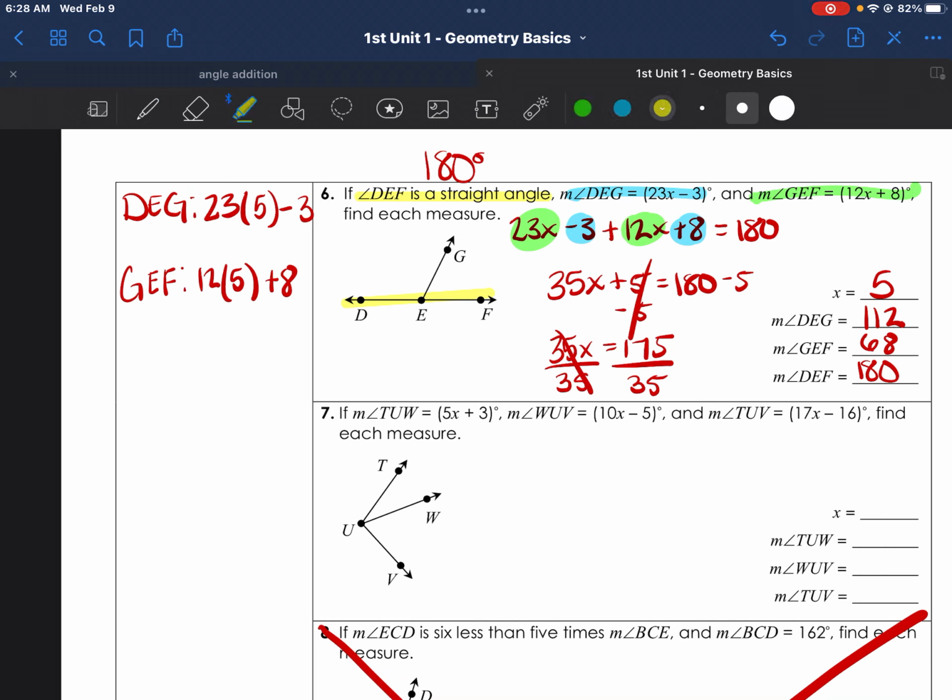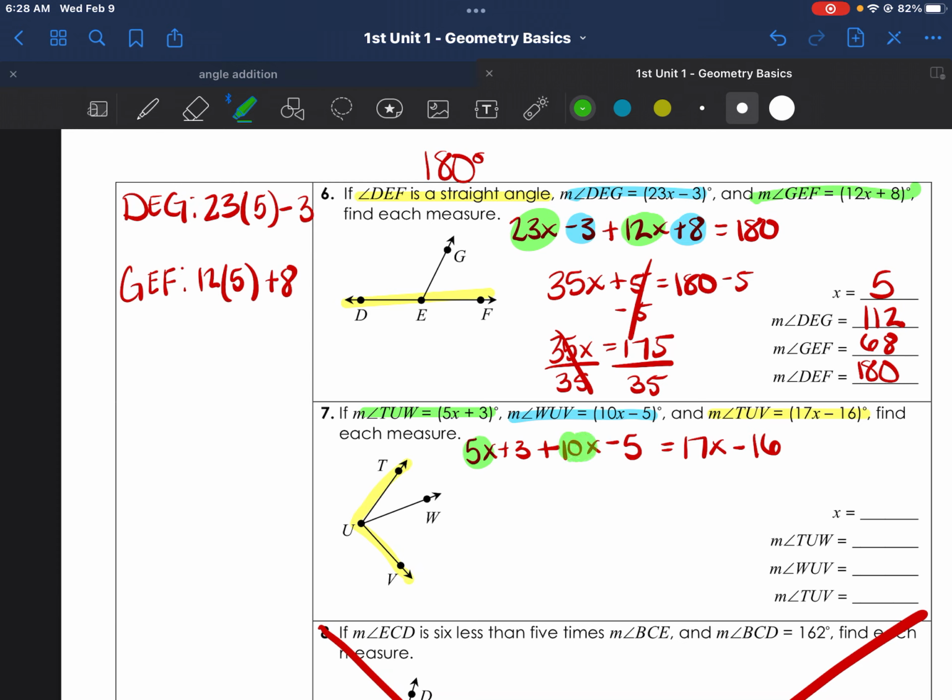So we first highlight the biggest angle, TUV. So TUV has 17x minus 16. I know that's my big angle. So I know that angle will sit by itself, while these two angles, or equations, are added together. So I'm going to have 5x plus 3 plus 10x minus 5 equals 17x minus 16.